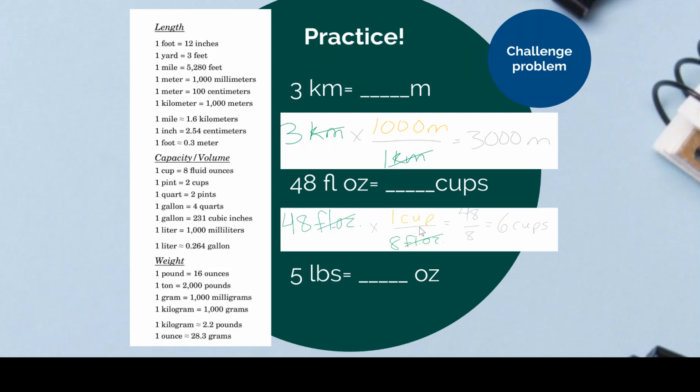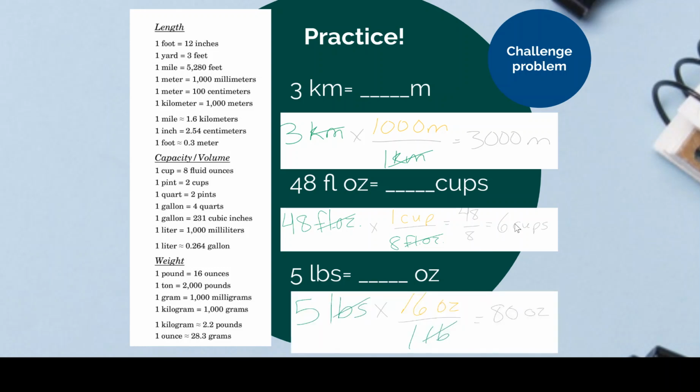48 times 1 is 48. 8 carries over to be 8. 48 divided by 8 equals 6 cups. You might be wondering, how did I know that 48 over 8 is 6? It's because all fractions, remember, are division problems. So 48 over 8 is the same as 48 divided by 8, which of course is 6, and I end up with 6 cups. How about this one? 5 pounds to how many ounces? I start with my known value of 5 pounds, multiply that by the conversion unit of 16 ounces, and divide by 1 pound, and I get 80 ounces.